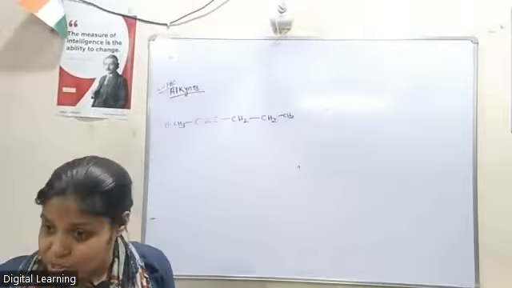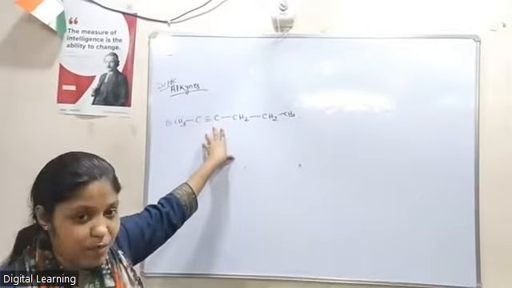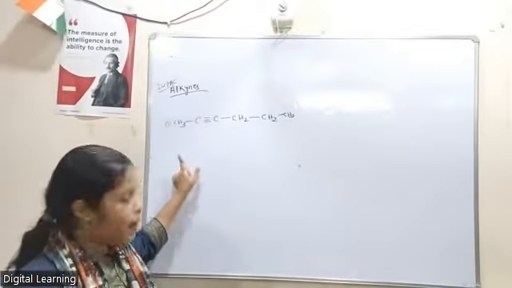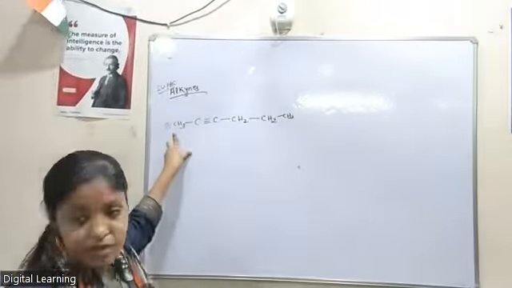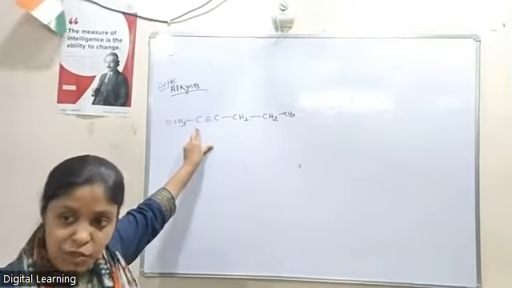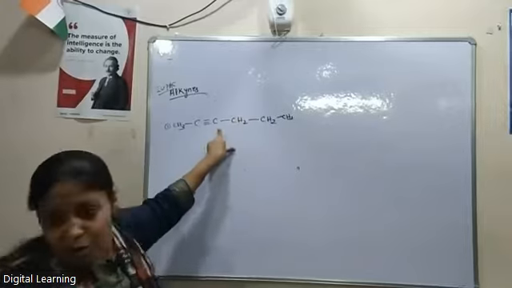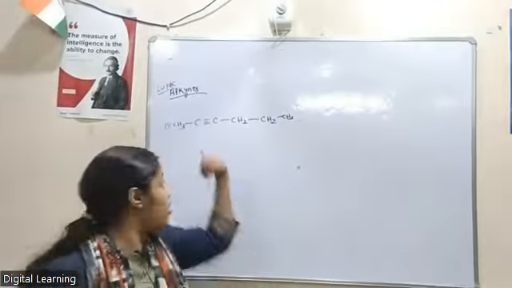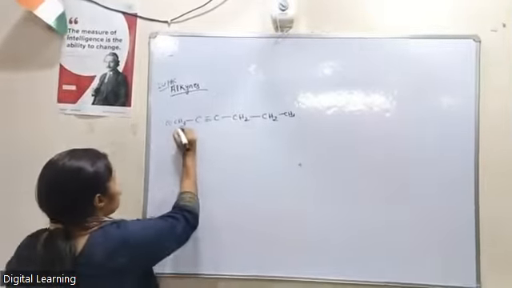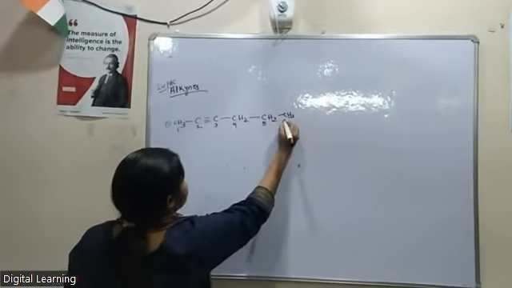If there is any side chain, it must get the lowest number, and if there is any functional group, it must also get the lowest number. So we will count. From this side the numbering is 1, 2, the triply bonded carbon will get position 2, the second position. From the other side 1, 2, 3, 4 position. So which position will it get? 2. So from this direction we will do the nomenclature. 1, 2, 3, 4, 5, 6.